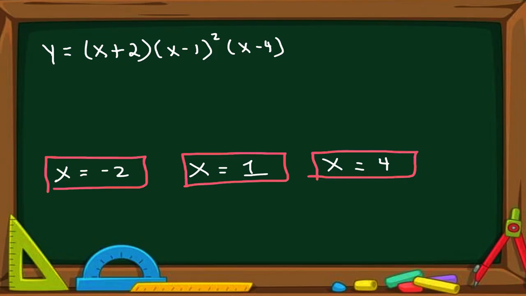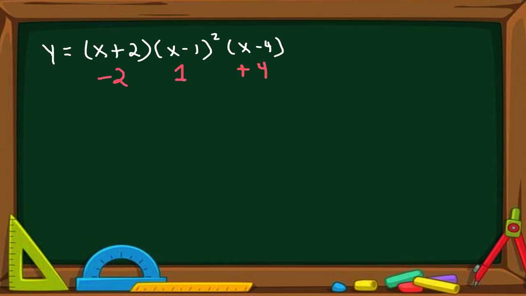So all we need to do to quickly find the zeros is simply replace the sign. If you see x plus 2, the zero is going to be negative 2. If you see x minus 1, the intercept is going to be positive 1. Here, x minus 4, just change negative 4 to positive 4, and that will give you the x-intercepts.